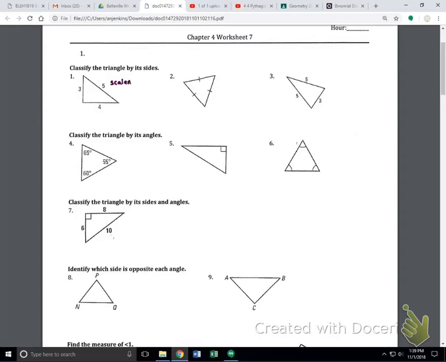We have triangle number 2. How would we classify that by its sides? Can someone raise their hand? Nemo? It's what? Equilateral.